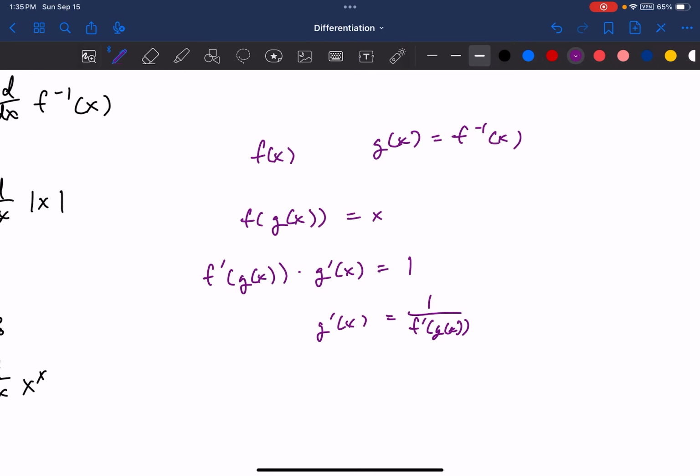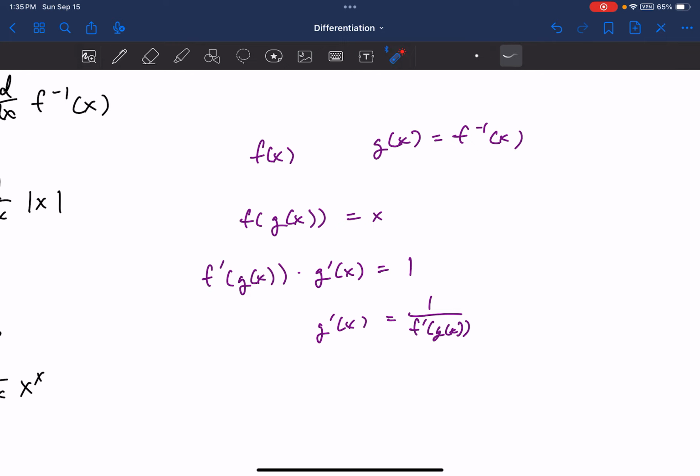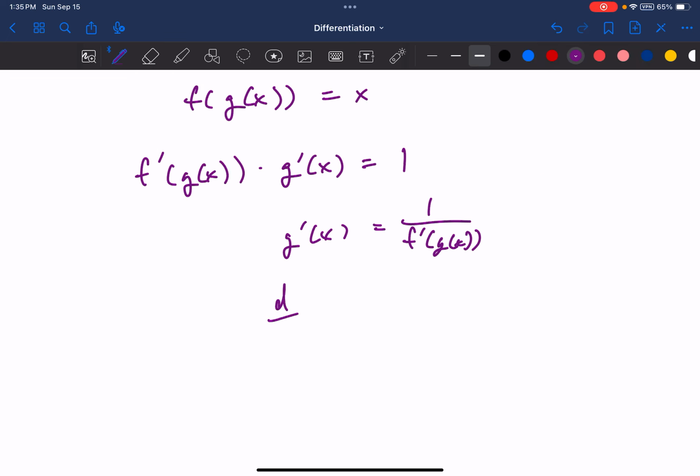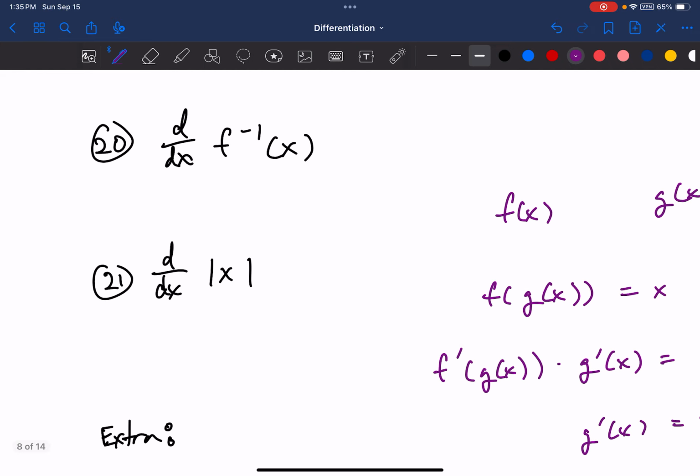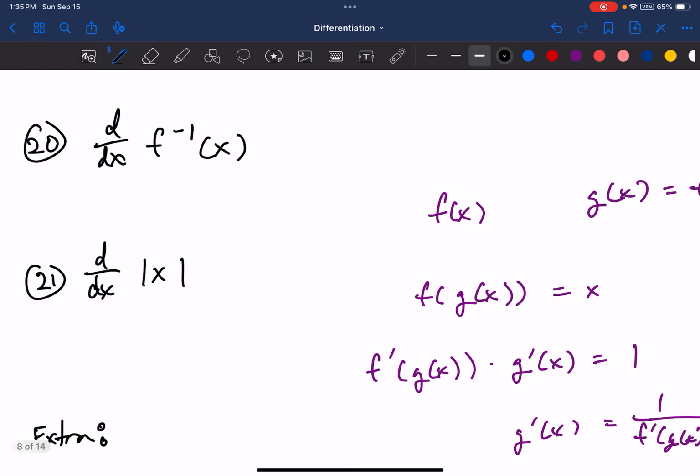And if you remember, here, g dash x, g x is the inverse function of this. So this is the same thing as saying d dx of the inverse function of x. Okay, so here I'll just write this as 1 over f dash, and then inside is the inverse function. That's how you prove it.